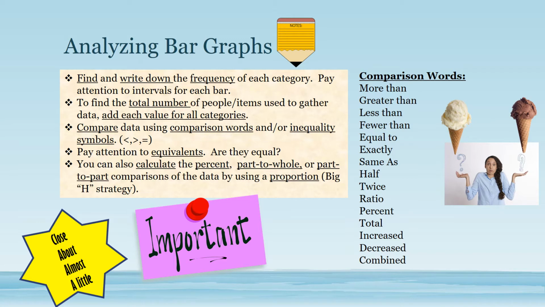Analyzing bar graphs. When we are analyzing bar graphs, we first need to find and write down the frequency of each category. What I mean by the frequency is what is the item number for that category. Pay attention to your intervals for each bar. The next thing we need to do is make sure we find the total number of people or items used to gather the data. Add each value for all of the categories to find the total amount.